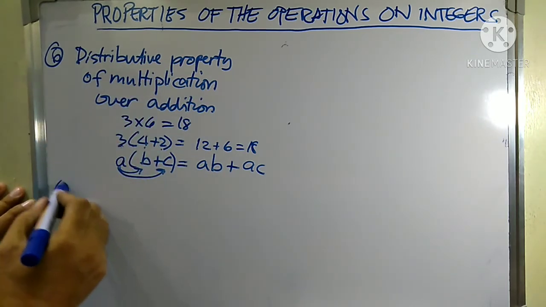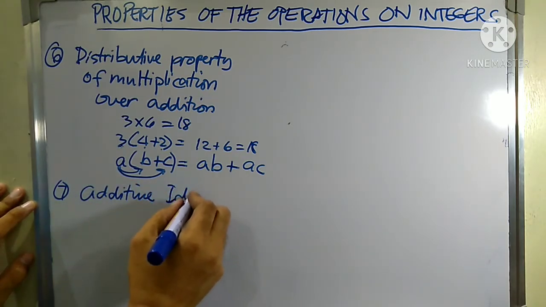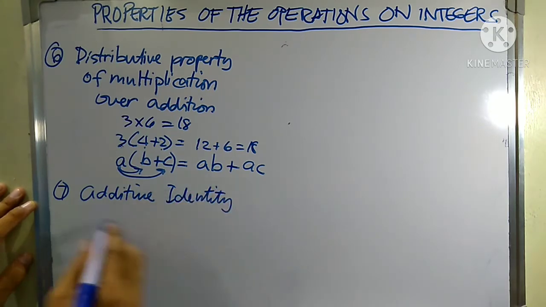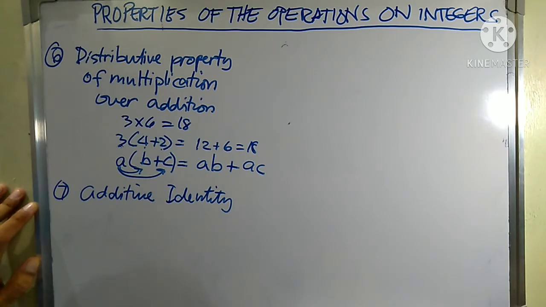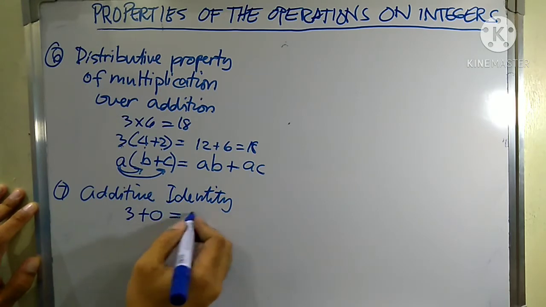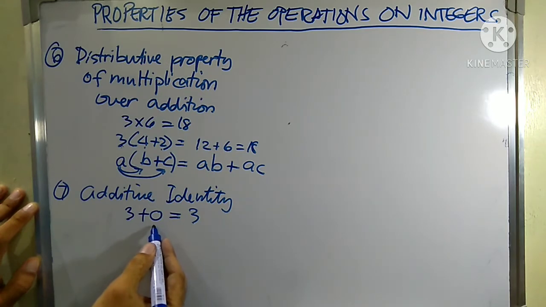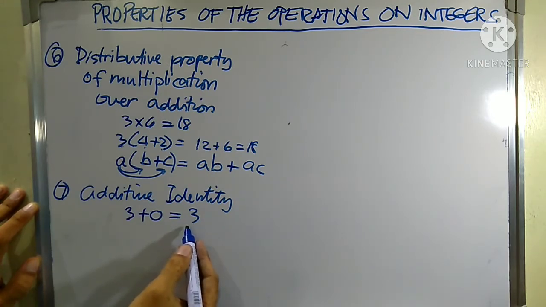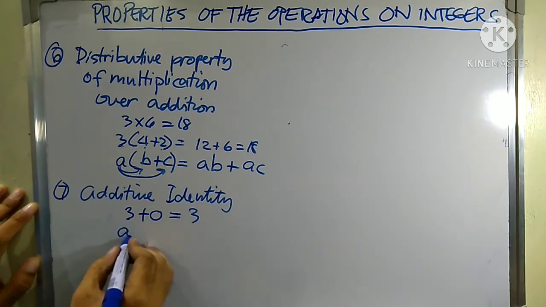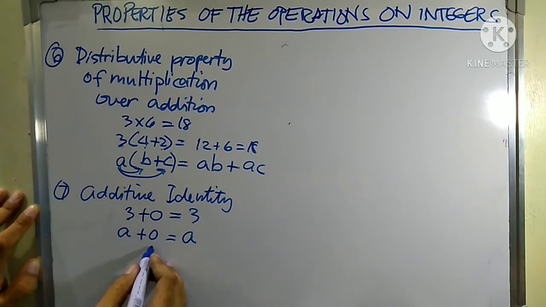Number 7, we have additive identity. Let us have an illustrative example. 3 plus 0 equals 3. Here, a number added by 0 will give the value of that number. So in symbol, let us say a number A added by 0 is equal to A. And 0 here is our additive identity.